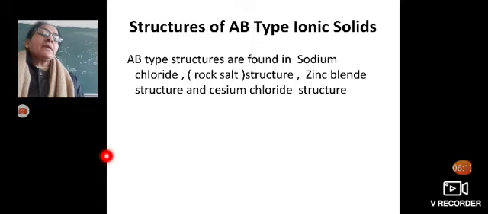Then the structure of AB type ionic solids. AB type structures are found in sodium chloride, that is the rock salt structure, the zinc blende structure, and the cesium chloride structure.